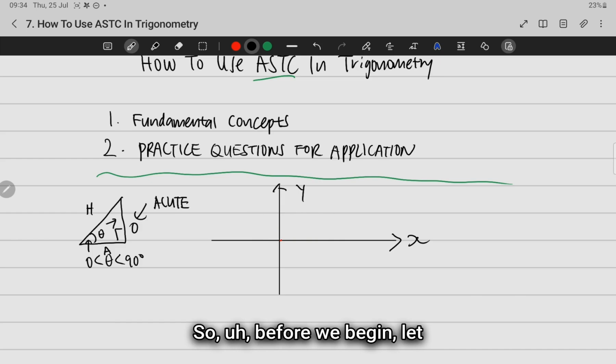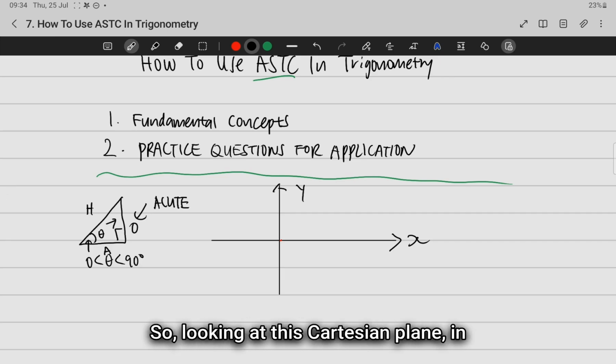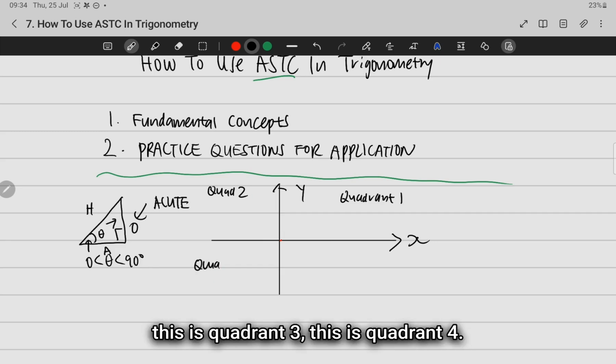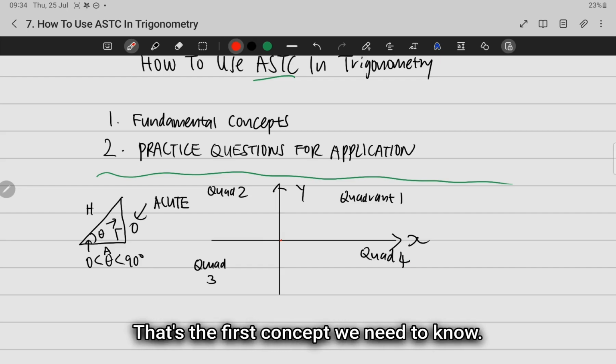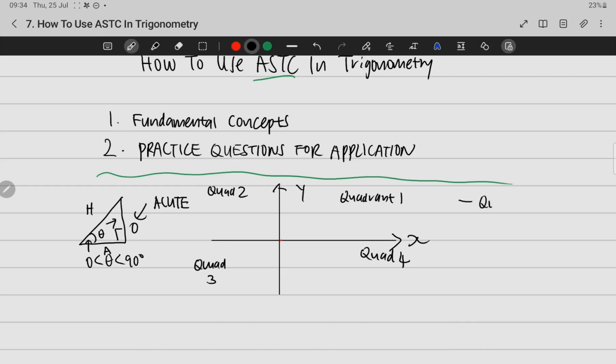So before we begin, let me just label these quadrants. Looking at this Cartesian plane, in math we call this quadrant 1, this is quadrant 2, this is quadrant 3, this is quadrant 4. That's the first concept you need to know. So I'll write over here, quadrants.